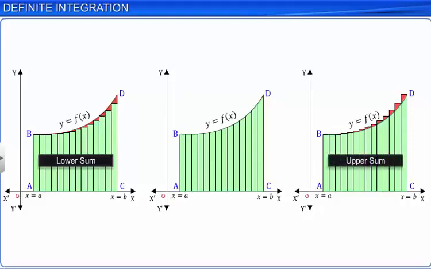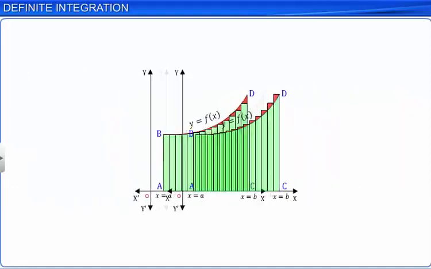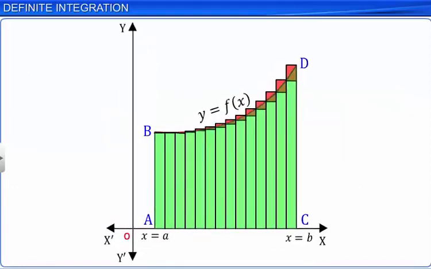In this way, we have sandwiched the area that we have to find between the lower sum and the upper sum. The larger the number of rectangles we draw, the smaller will be the difference between the upper and the lower sums. So finally, the better approximation of the area under the given curve can be calculated. This approximation will be equal to the limit of either the upper sum or the lower sum.